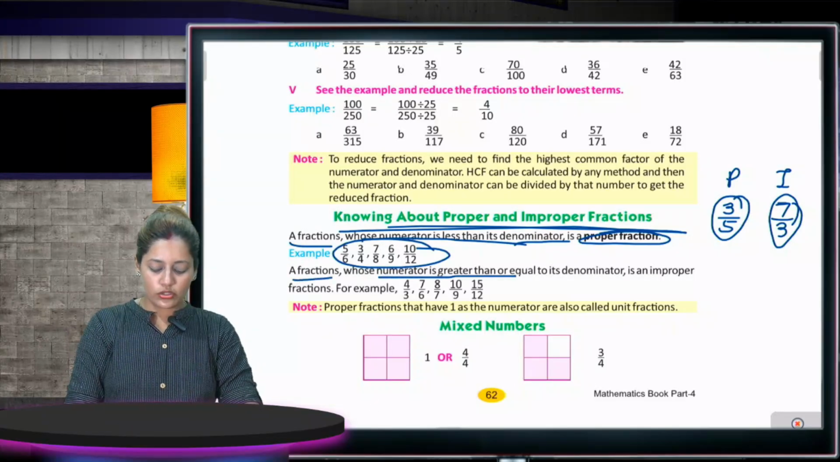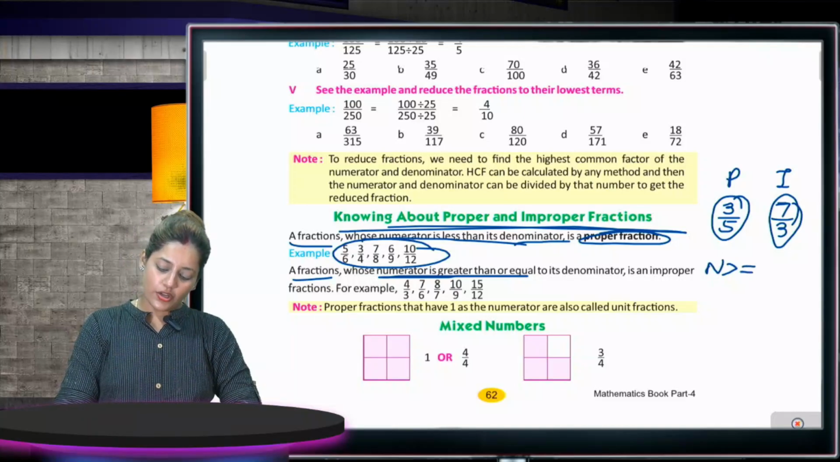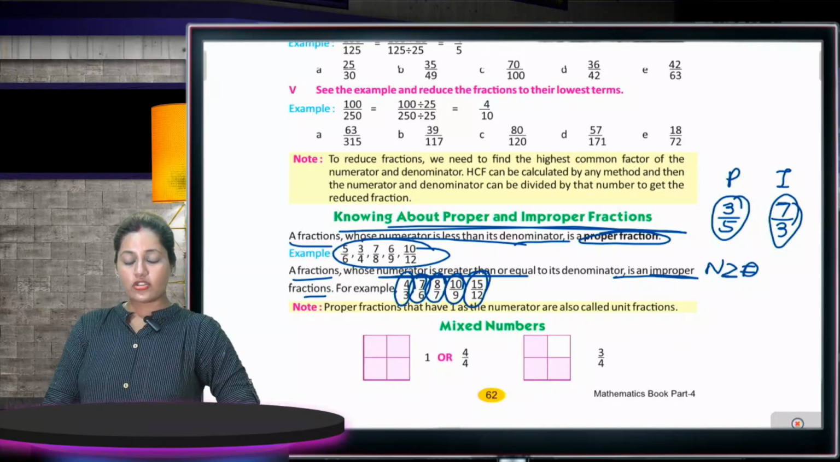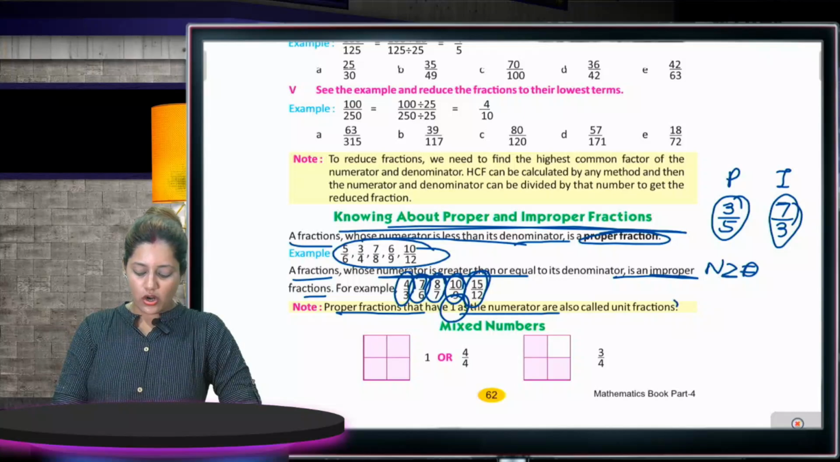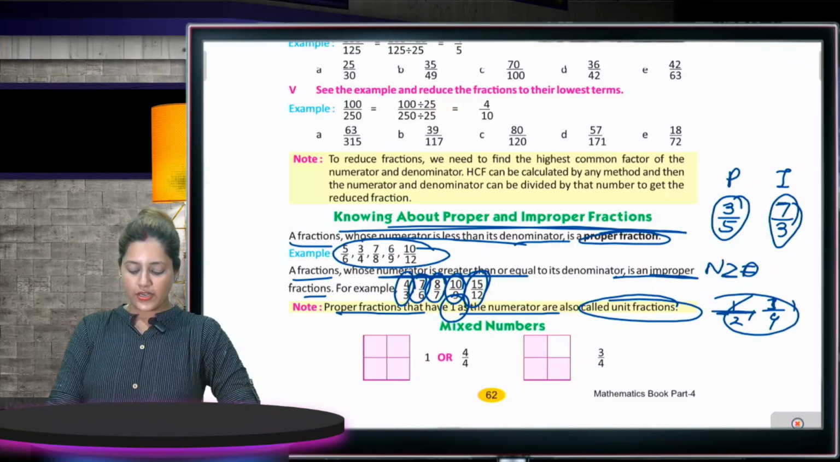A fraction whose numerator is greater than or equal to the denominator is an improper fraction. Like 4 by 3, 7 by 6, 8 by 7, 10 by 9 and 15 by 12. So these are the improper fractions. A proper fraction that has 1 as the numerator is also called a unit fraction. It means 1 by 2, 1 by 3, 1 by 4. So these are the unit fractions.